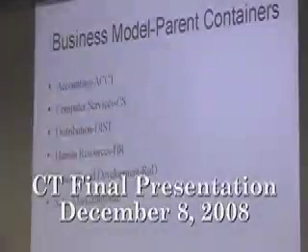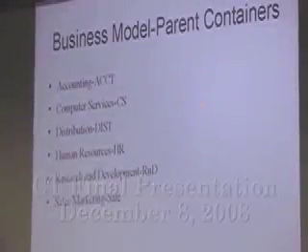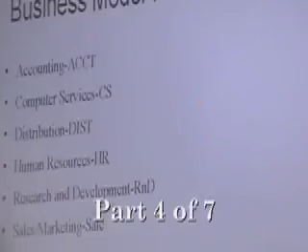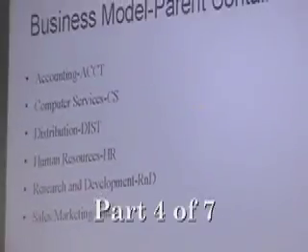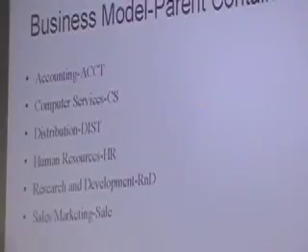We use the business model for our parent containers. According to the project requirements, we can only use 4 letters for the department names, and they had to be easily identifiable. And we set up accounting as ACCT, computers as CS, distribution as DIST, human resources is HR, research and development is R&D, and sales is SALE or marketing.